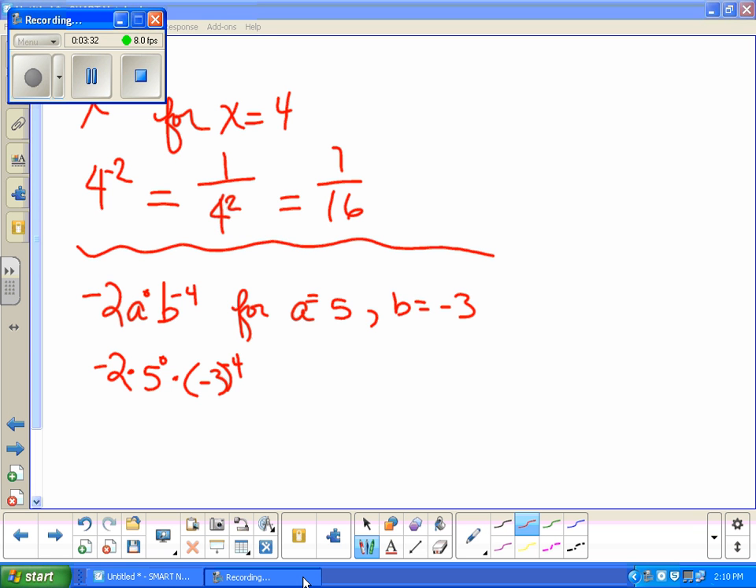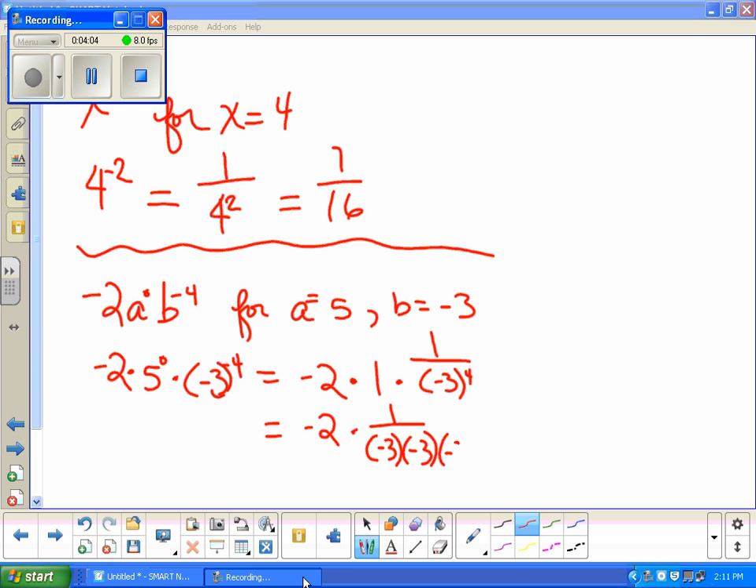All right, let's take this apart. So negative 2 remains the same. 5 to the 0 power becomes 1 because anything to the 0 power equals 1. We're going to rewrite negative 3 to the negative 4 power as 1 over negative 3 to the 4th power. Now we're going to take the next step and simplify. Negative 2 times 1 is negative 2, times 1 over negative 3 times negative 3 times negative 3 times negative 3.